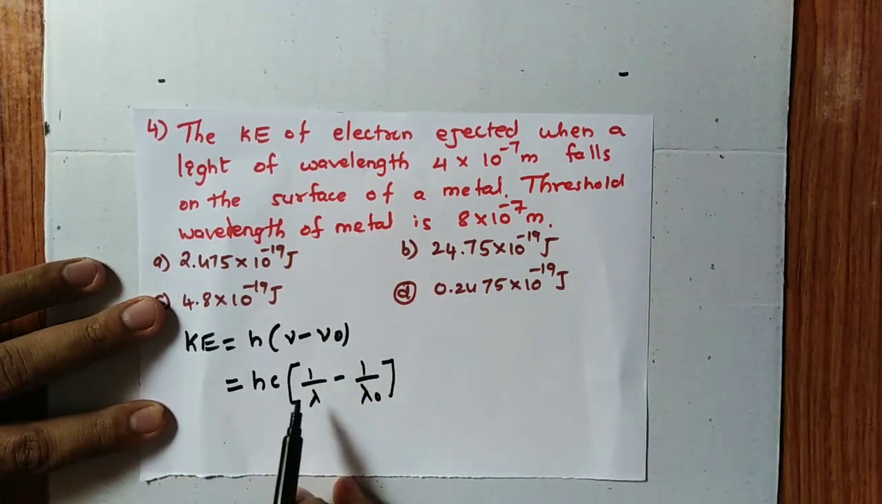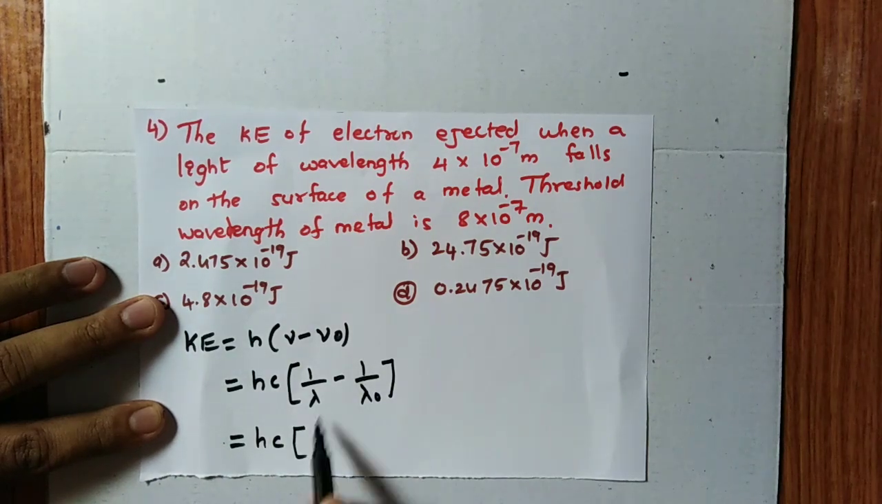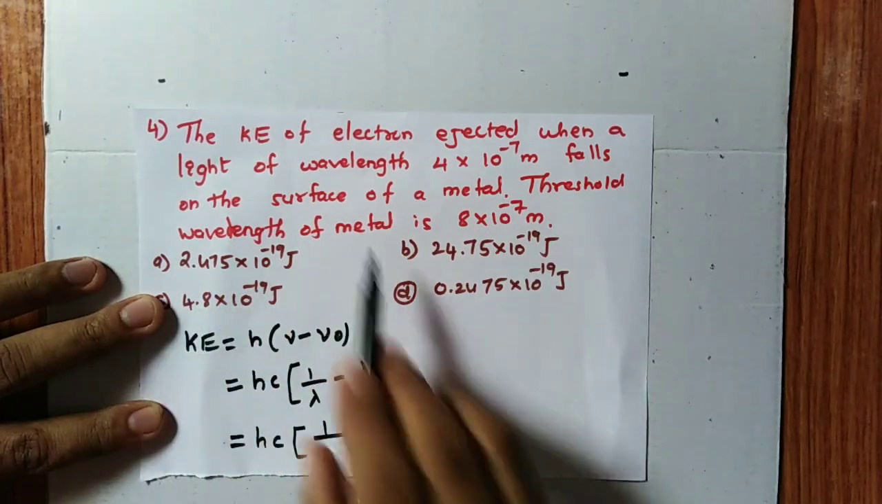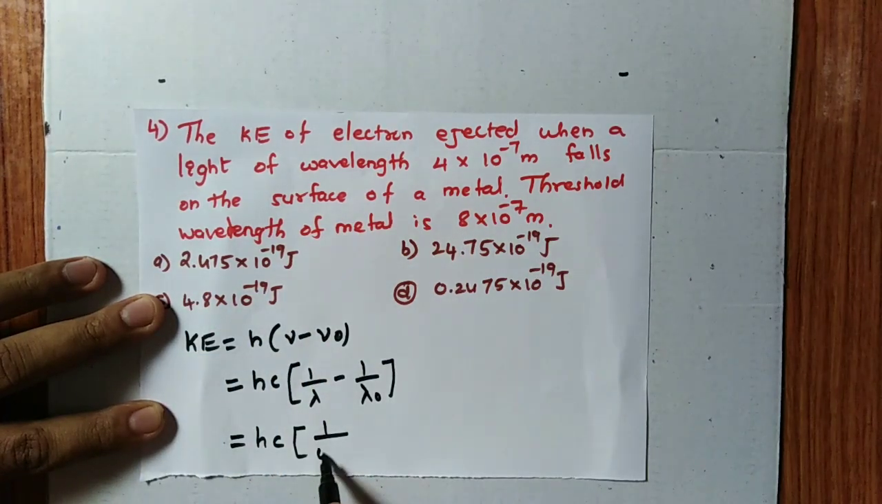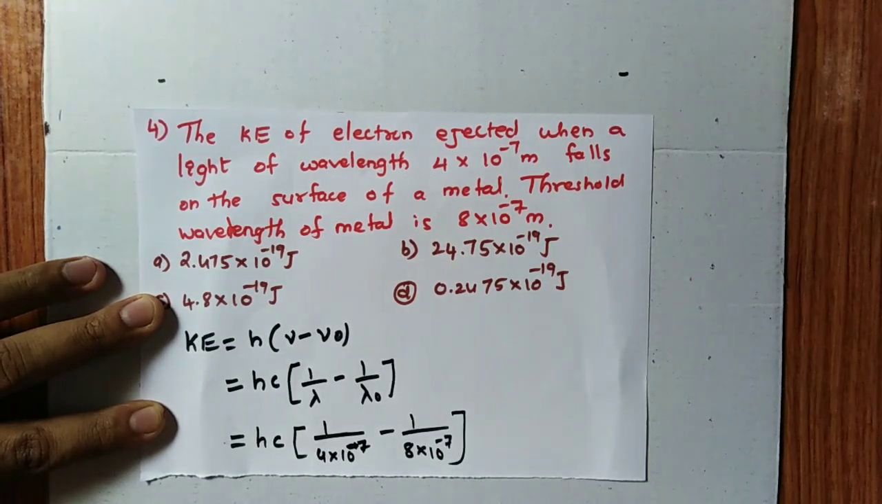So c is a constant, take it out: 1 by lambda minus 1 by lambda naught. So you are going to get it as hc into 1 by lambda minus 1 by lambda naught. Lambda is 4 into 10 to the power minus 7, minus 1 divided by 8 into 10 to the power minus 7.